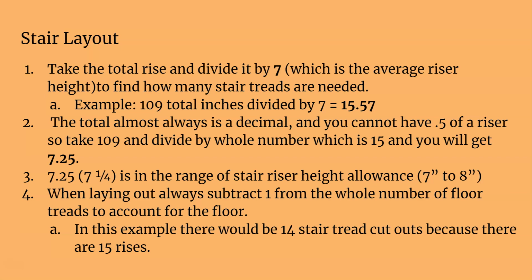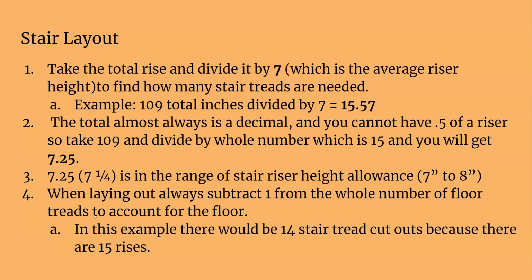All right, we got 15.57. You use the whole number from that measurement. Then you divide 109 by just 15. You don't want to divide it by 0.57, you just want to divide it by 15. So 109 divided by 15, and you get 7.25. 7.25 is your riser height. Now we have our riser height, and that is within our allowance range between 7 and 8, so we're good to go there.